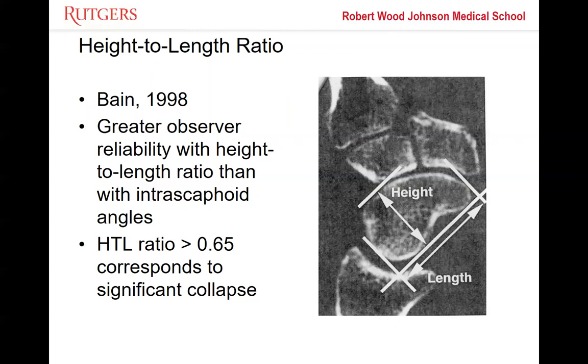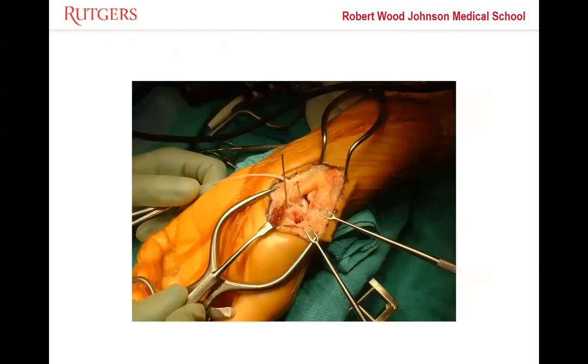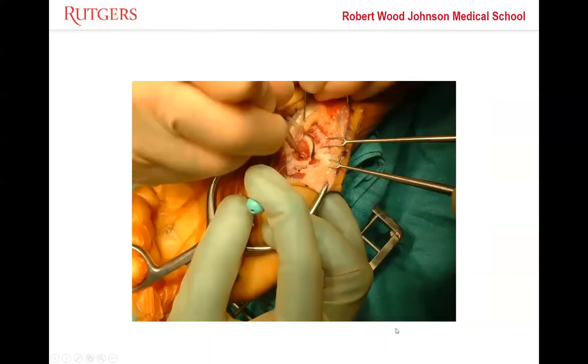All right, so this is what we did. A volar approach. You can see the pins that are placed in the proximal fragment right here, the second pin in the distal fragment. And it looks like it's aligned, but it's not because it's just flexed down. So the next picture here is once we opened it up.